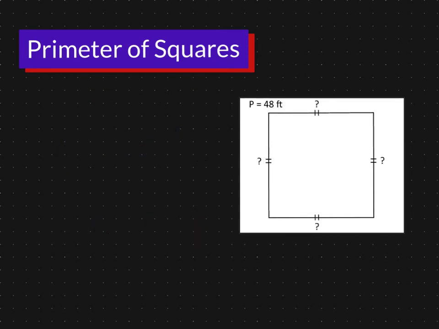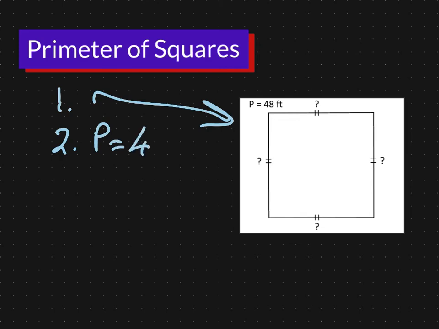Let's do another example that's a little bit more complicated. Here we have a drawing of a square dog pen, and we know this time that the perimeter is 48 feet. And what we want to know is what is the length of each side. So step 1, we're going to draw the figure and label it. Now in this case we don't know the sides, but we do know the total perimeter. Then we're going to write the formula, which is perimeter is equal to 4 times the length of a side. Then we're going to substitute the values and solve.